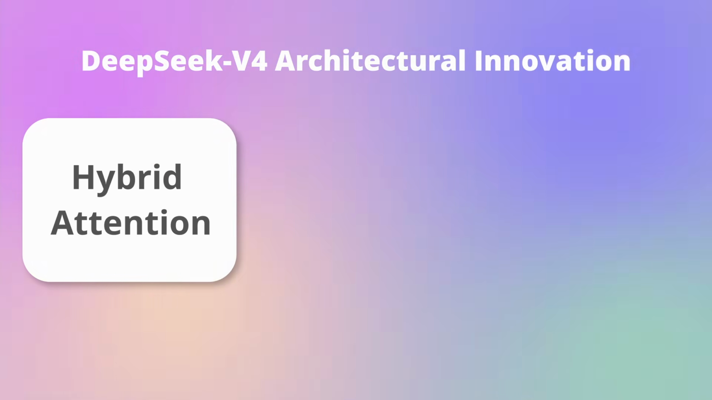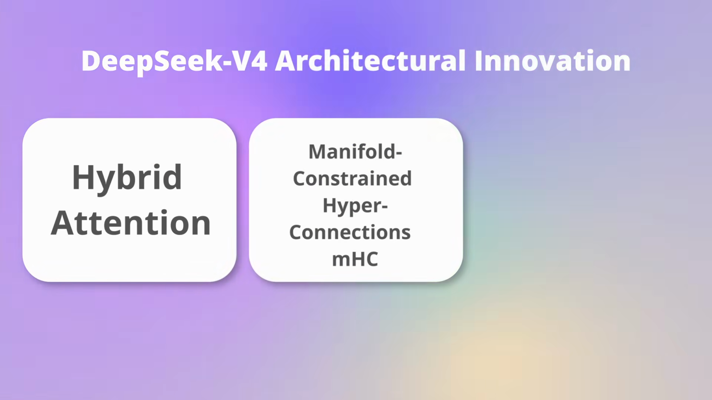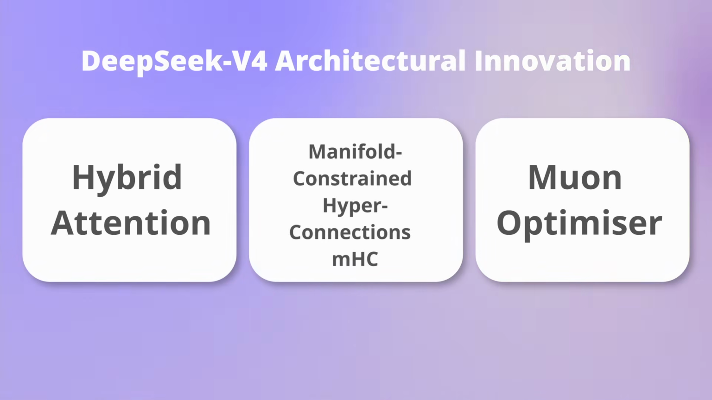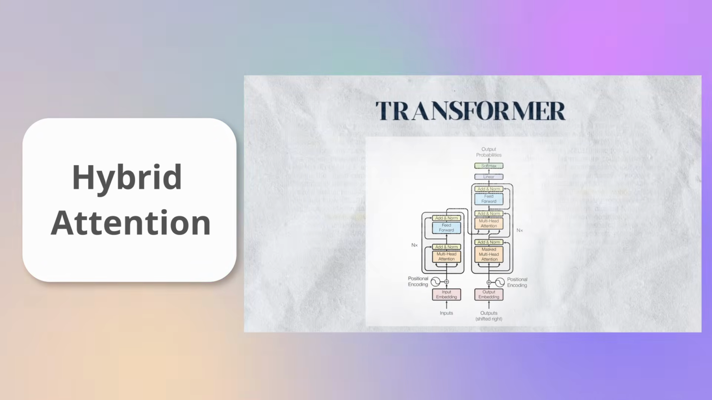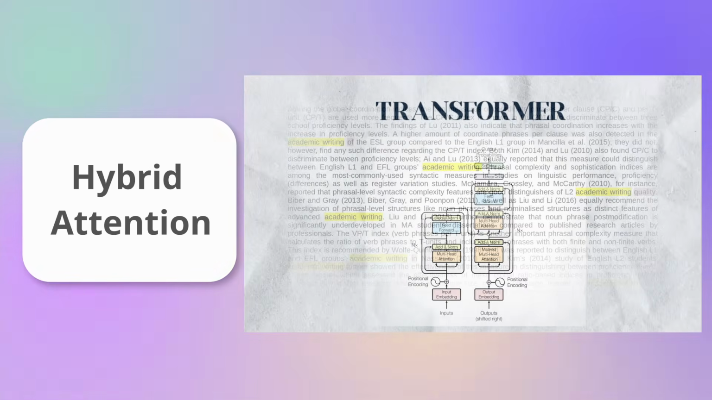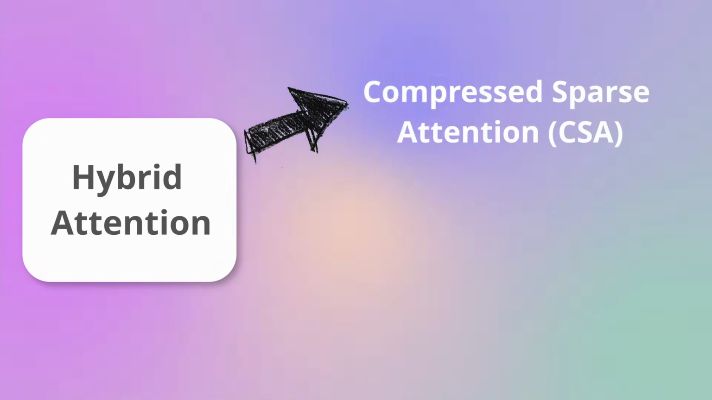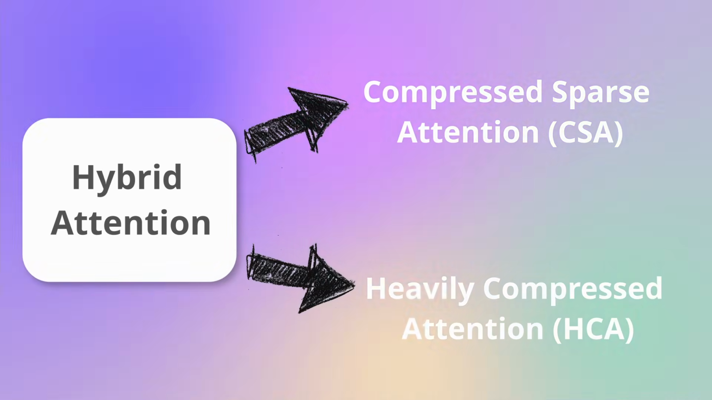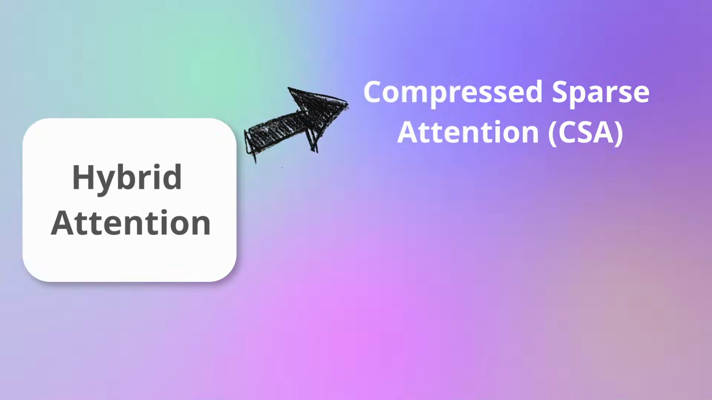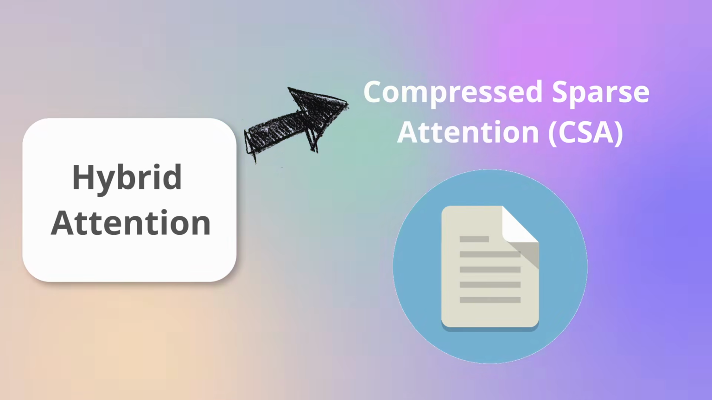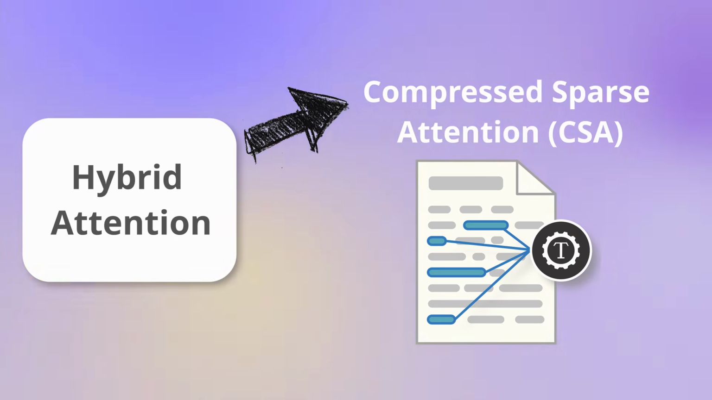The paper introduces 3 main architectural innovations: hybrid attention, manifold-constrained hyper connections or MHC, and the Muon Optimizer. Here's what they are and what they mean in simple terms. Traditional attention mechanisms are like rereading every line of a book before you write each new summary sentence. Compressed sparse attention, or CSA, and heavily compressed attention, or HCA, are 2 new reading strategies. Compressed sparse attention acts like a smart skimmer that scans a compressed summary of pages to pick only the most relevant paragraphs to read carefully.